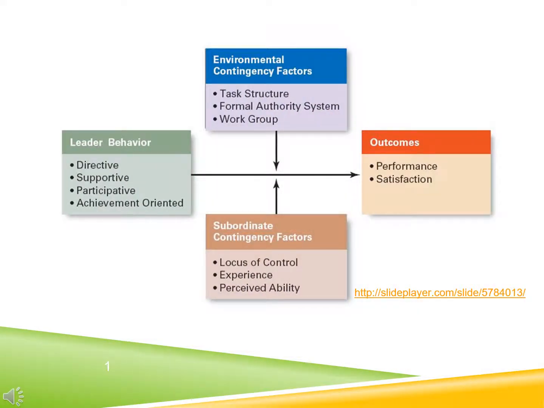This chart talks briefly over how external factors affect outcomes. For example, workers with an internal locus of control prefer participative leadership behavior because they feel they control outcomes, so they wouldn't want a directive leader.